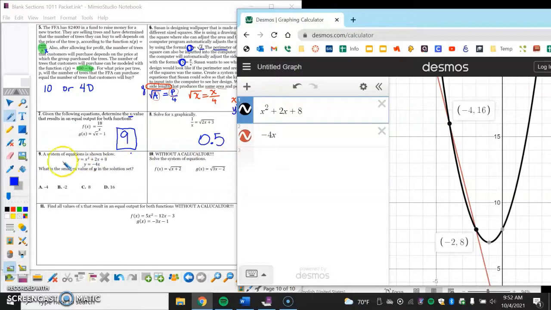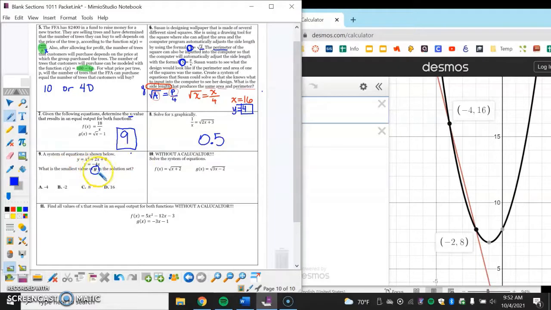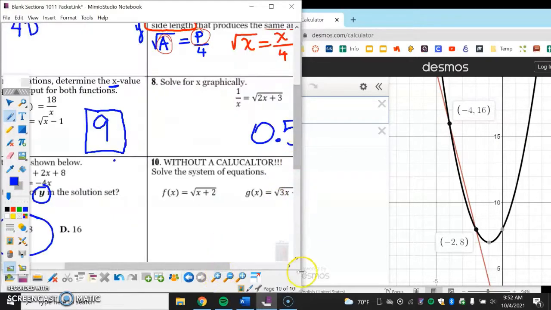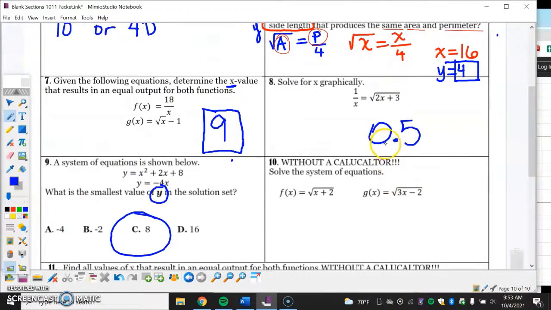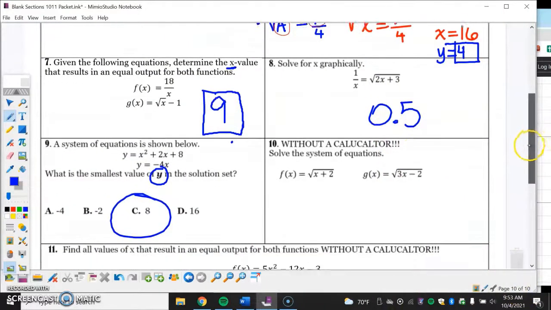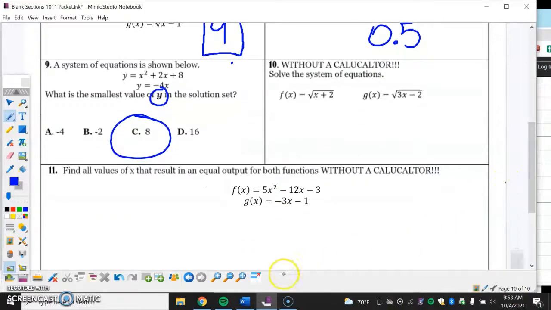And this says, what is the smallest value of y? So we're looking at the y values. What would the smallest y value be? 8 is the smallest y value, between 16 and 8. Now we're going to do a couple without a calculator. Solve the system of equations for number 10. We know how to do this.